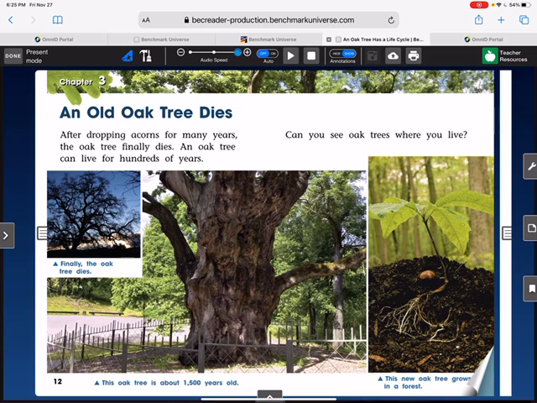Captions in blue. Finally, the oak tree dies. Under the big picture, this oak tree is about 1,500 years old. This new oak tree grows in a forest. Imagine a tiny little sapling becoming a huge oak tree.